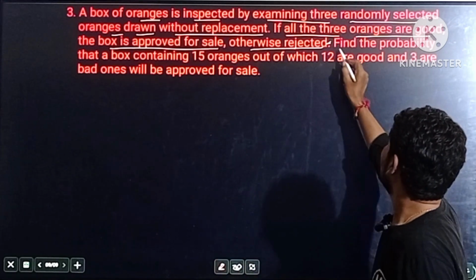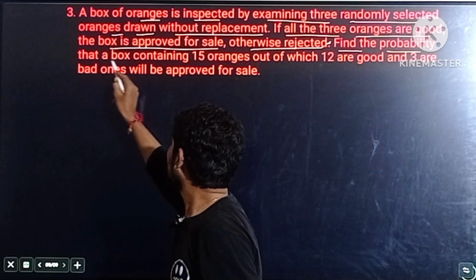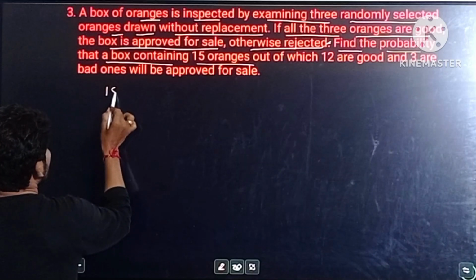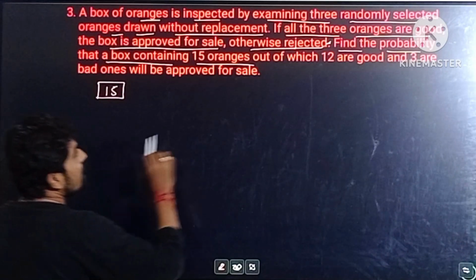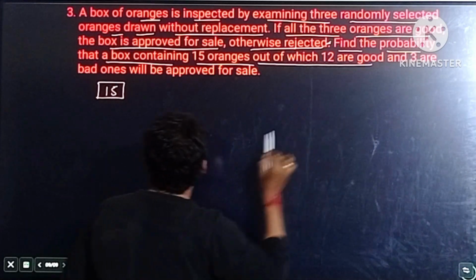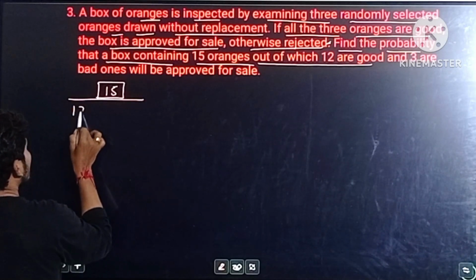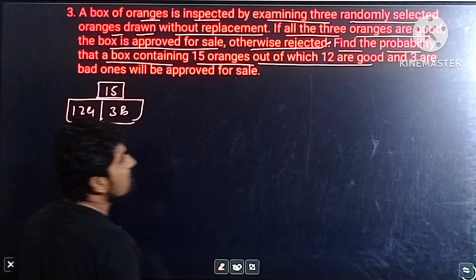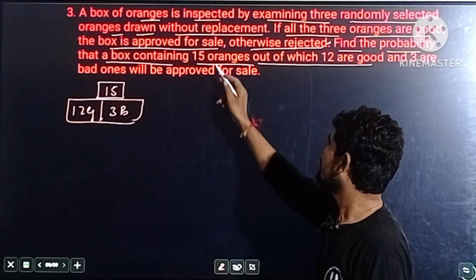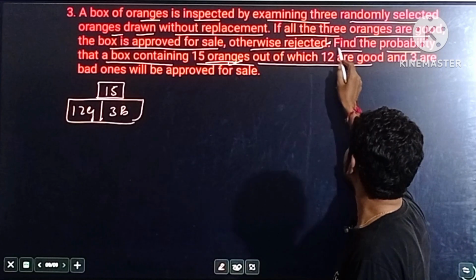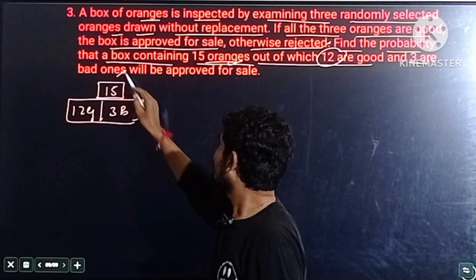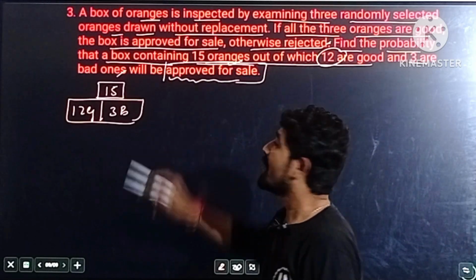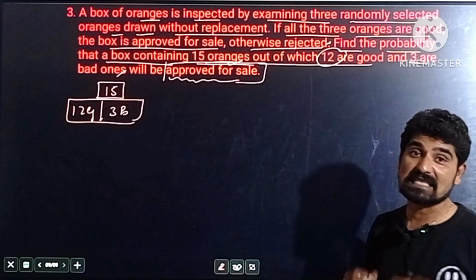And the question is, find the probability that a box containing totally 15 oranges, out of which 12 are good and the remaining 3 are bad ones, will be approved for sale. So there is one box which contains 15 oranges. Out of 15 oranges, 12 are good and 3 are bad ones. We need to identify the probability that the box is approved for sale.